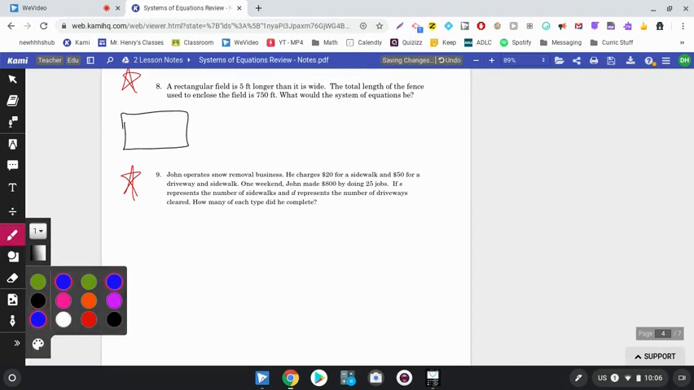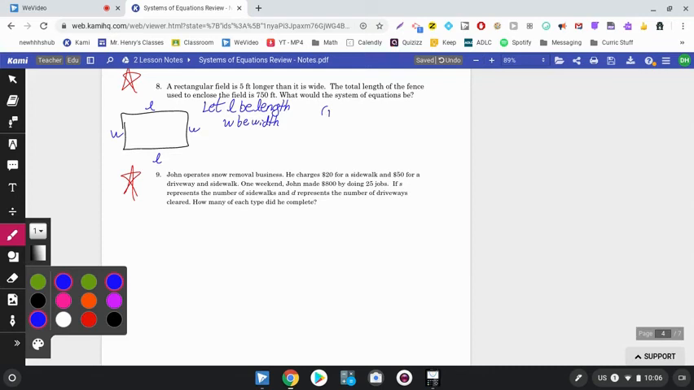I'm going to draw a rectangle, and then I'm going to make my let statement. It's very obvious. Let L be the length, W be the width. So I have length and W and W all around.